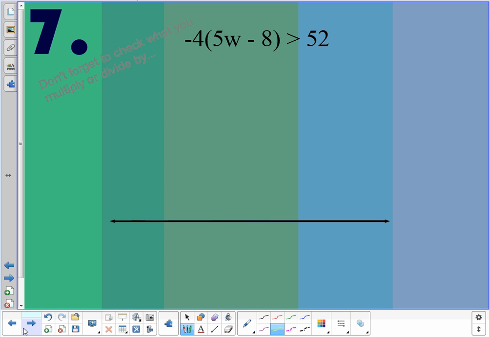Okay, so let's take a look at number 7. Number 7 says -4 times the quantity 5w minus 8 is greater than 52. So I distribute that first. That gives me -20w plus 40 is greater than 52. Now I have a constant to get rid of, so I'm going to subtract that 40. And I get -20w is greater than 12.